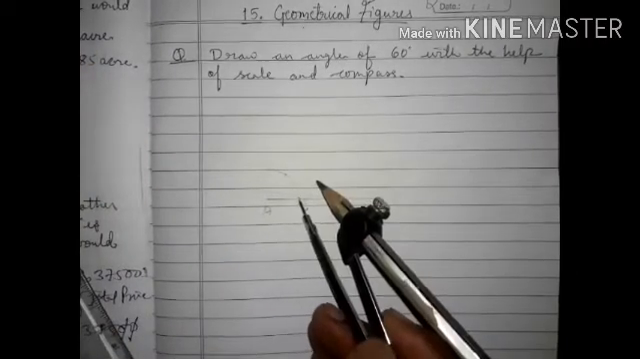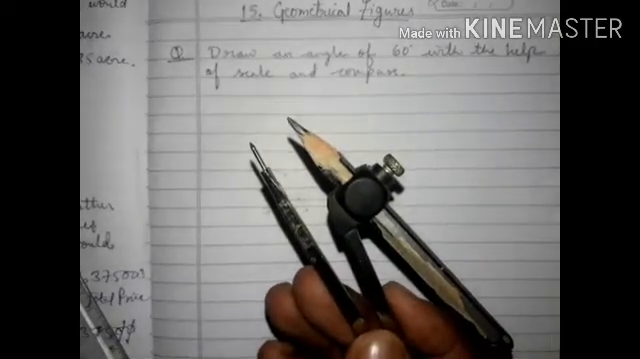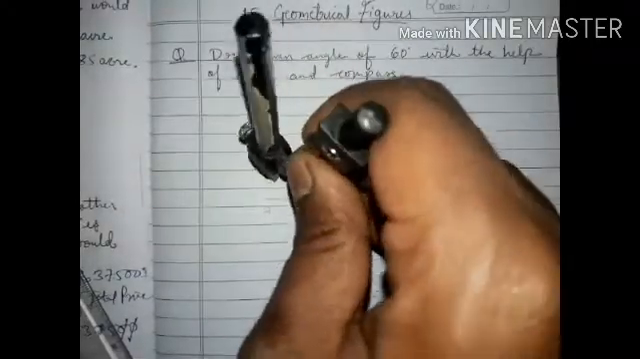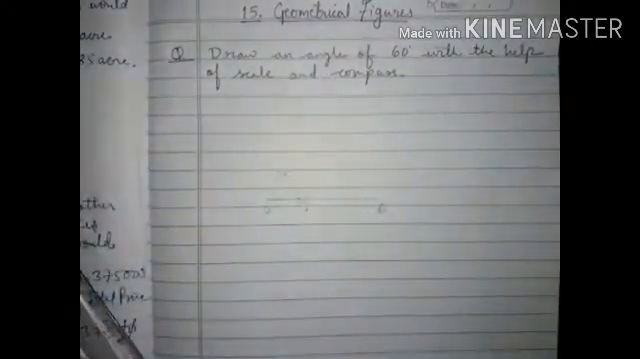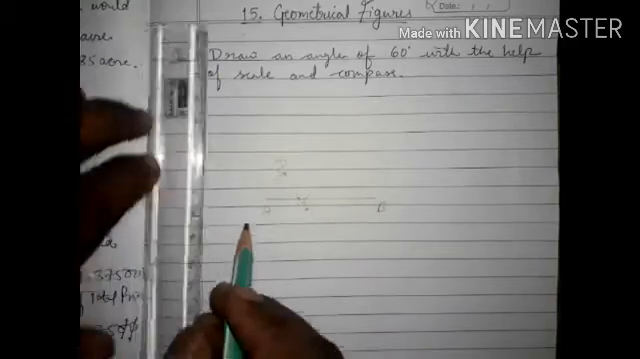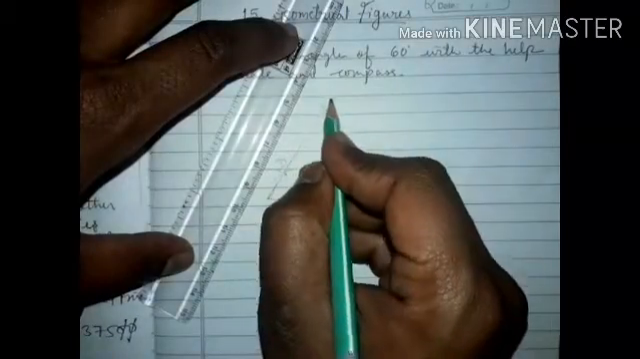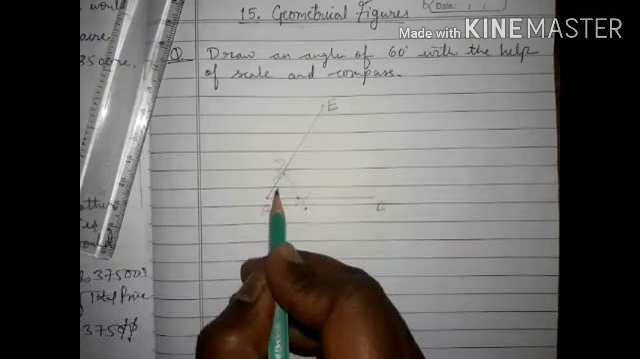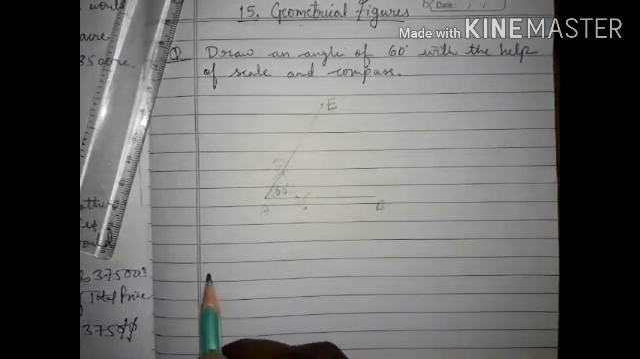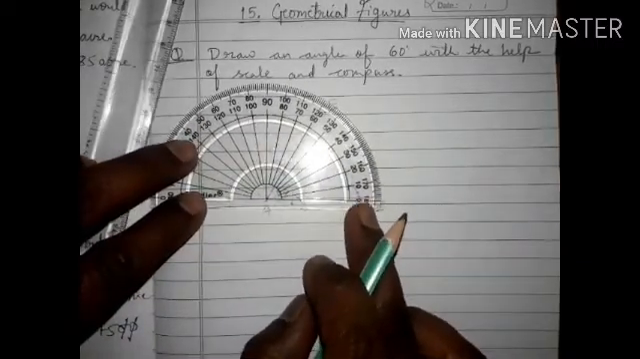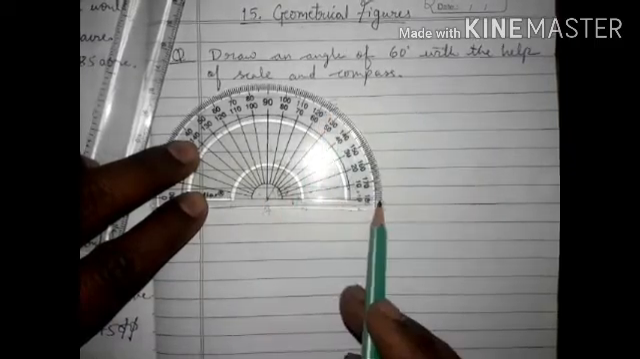Now taking C as center and the same radius, no need to change the radius, at the same radius taking C as center, draw an arc which cuts the previous arc at point D. Now join AD up to E. Now this EAB is equal to 60 degrees. Let's measure by protractor. So see, this EAB is equal to 60 degrees.